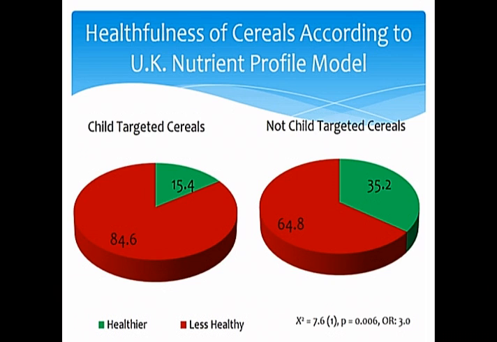Now, when we looked at their overall healthfulness using the UK nutrient profile model, what we found is that for the child-targeted cereals, about 85% of those cereals were classified as less healthy, and only 15% were classified as healthier according to the UK nutrient profile model. For the not child-targeted cereals, a lower percentage were classified as less healthy, about 65%. And so what we found is that child-targeted cereals are three times more likely to be classified as less healthy compared to the not child-targeted cereals.